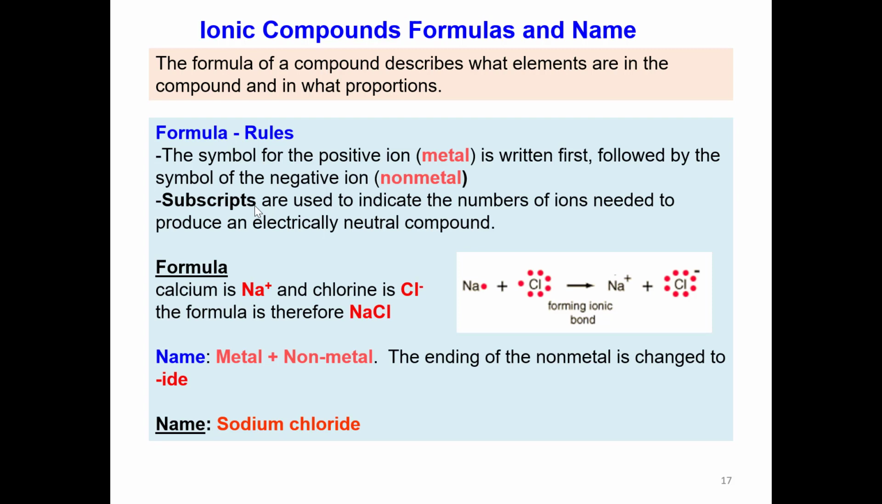And now let's write the formula in this case. In our previous example, we had sodium chloride. Because sodium is the metal, we write sodium first. In this case, sodium is the metal. Remember, always the positive ion is the metal, and chlorine is the non-metal.